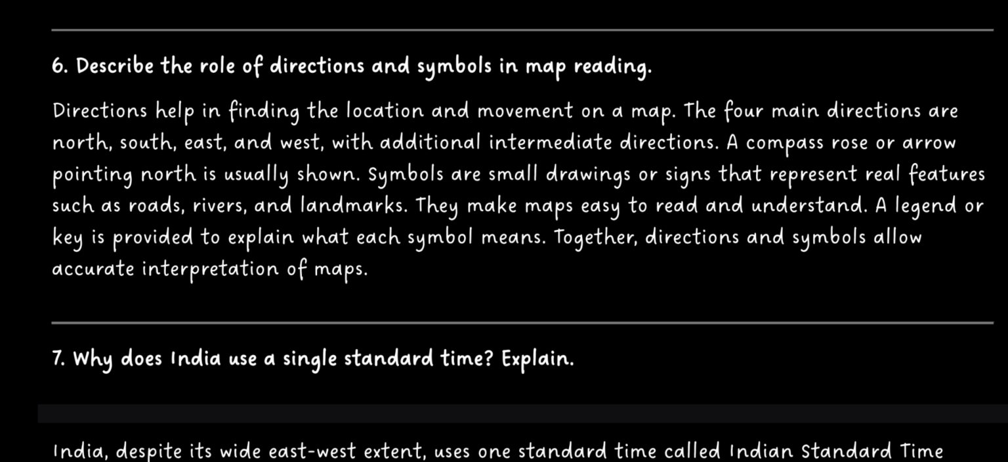Symbols are small drawings or signs that represent real features such as roads, rivers, and landmarks. They make maps easy to read and understand. A legend or key is provided to explain what each symbol means. Together, directions and symbols allow accurate interpretation of maps.